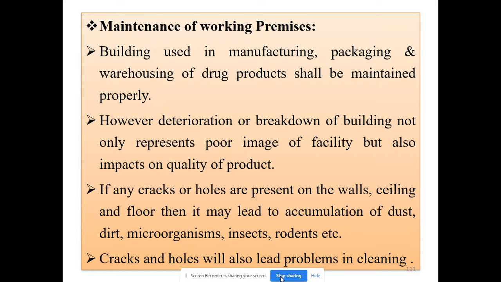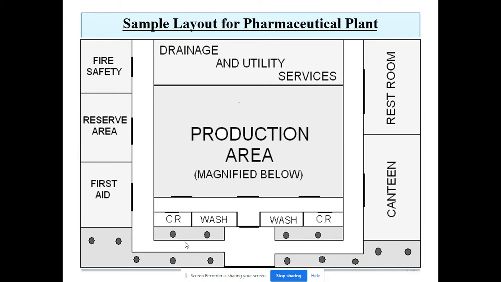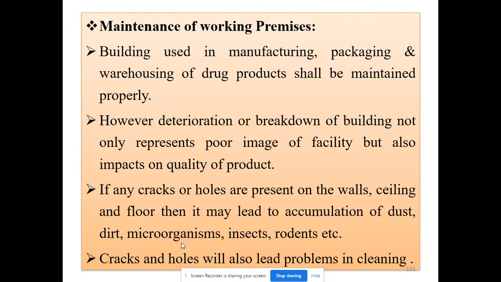Today we are going to start with a new point from the syllabus of our quality assurance, specifically from unit 2. In the last lecture, student, I taught you about the plant layout in detail. Now I'm going to start with a new point as per our syllabus of quality assurance, and that new point is the maintenance of working premises.